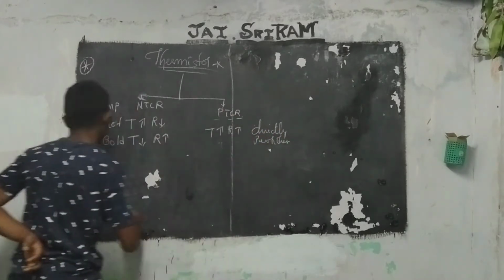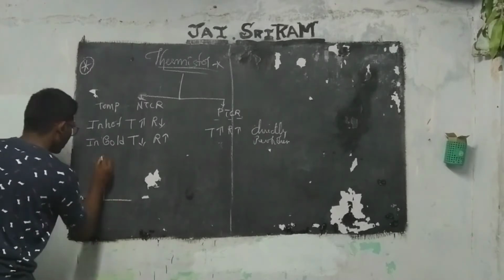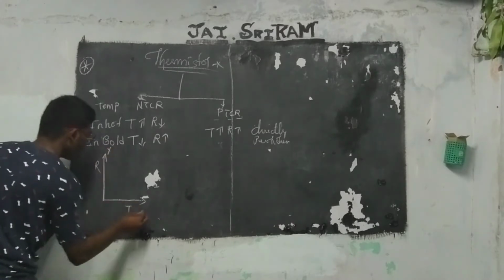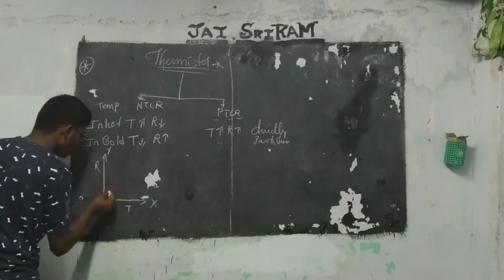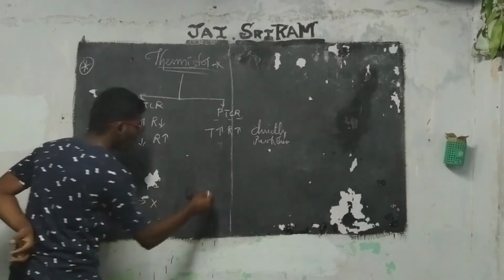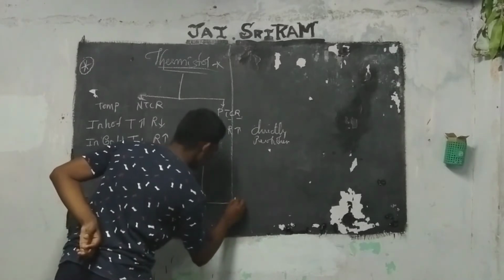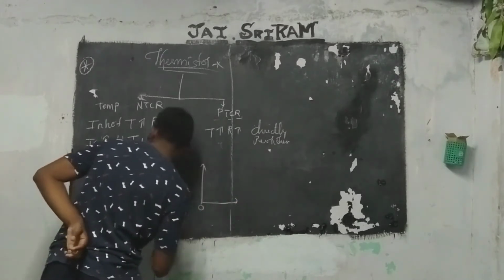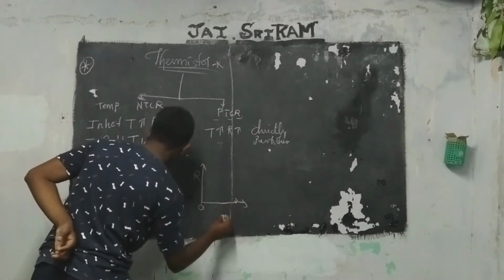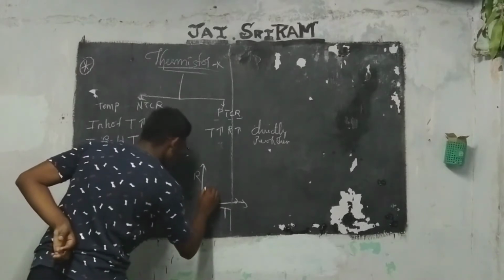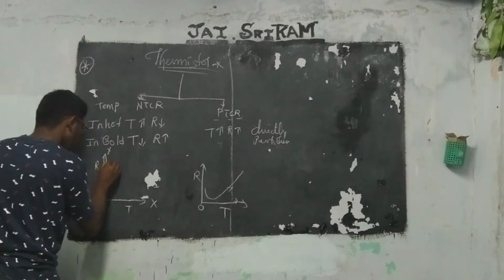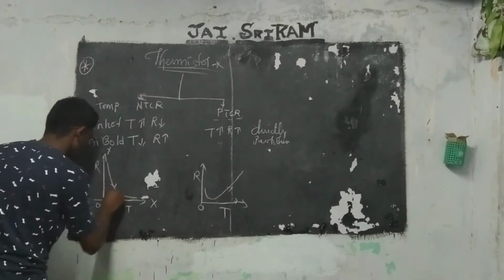Let's draw a graph for this. Here we have resistance on the y-axis and temperature on the x-axis. This is the origin, zero. For this, both will go up simultaneously, and for the other, both will decrease.